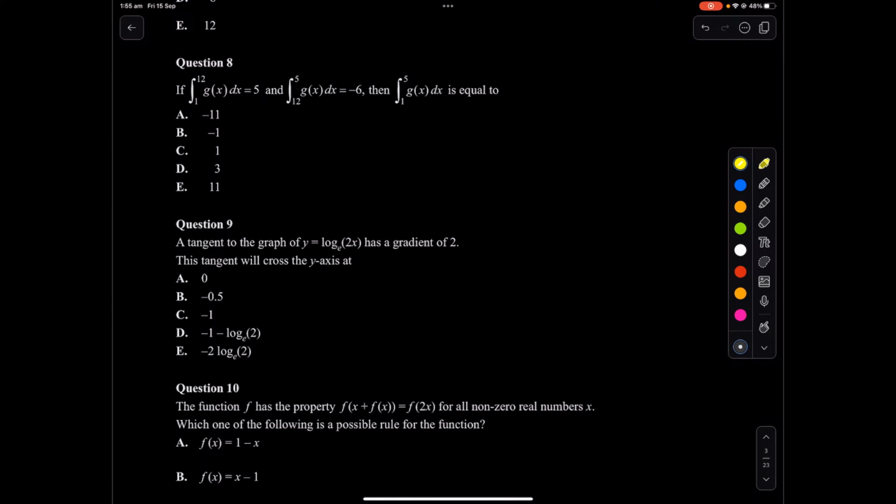If 1 to 12 g of x is this, and 12 to 5 g of x is that, then what's 1 to 5 g of x? These questions always come up in exams. They've always been there, and they keep repeating, so this is not too bad.